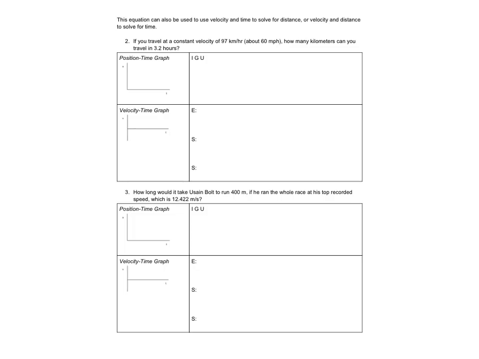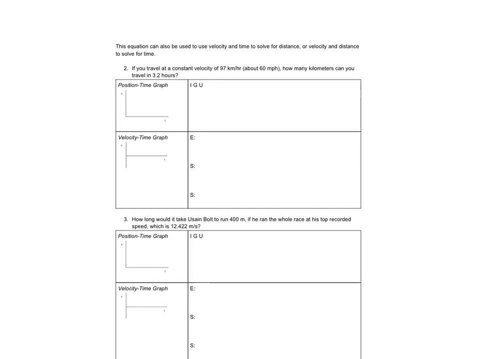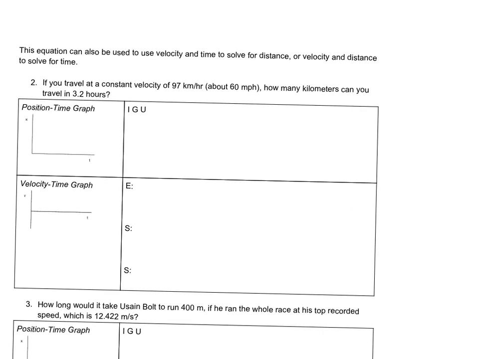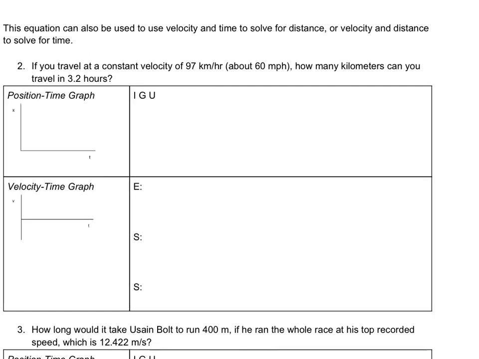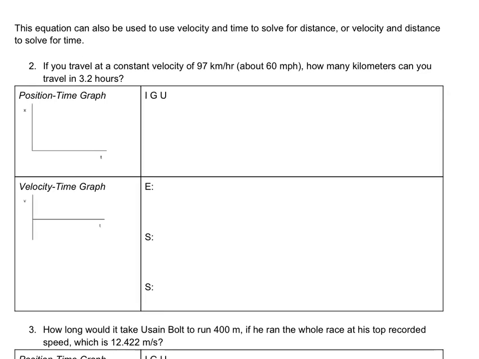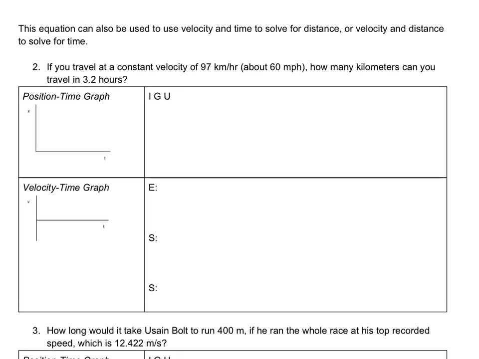All right, I want you to try this next one with me, and then I'll let you do number 3 on your own, and then I'll put up the answer so you can check it. But number 2 is going to be slightly different. It says, if you travel at a constant velocity of 97 kilometers per hour, which is about 60 miles per hour, how many kilometers can you travel in 3.2 hours?